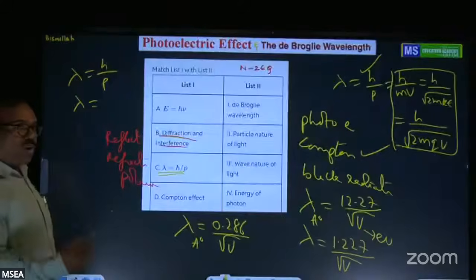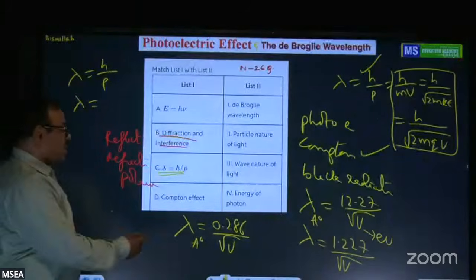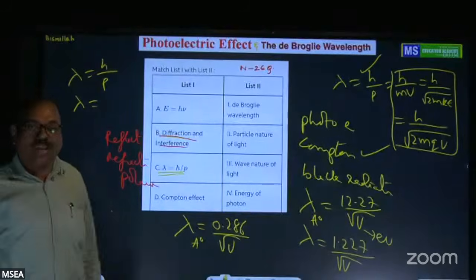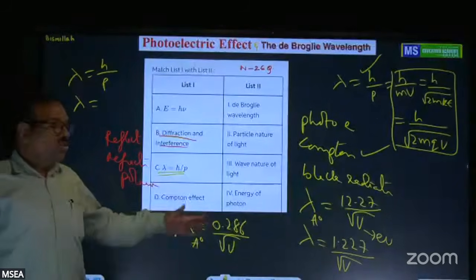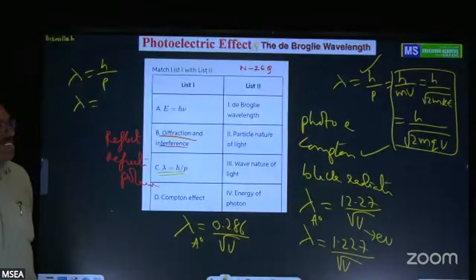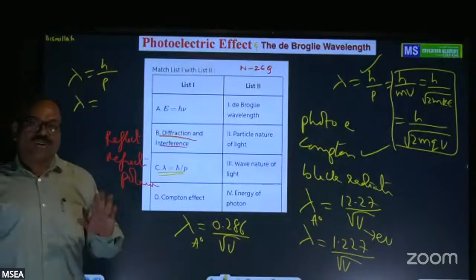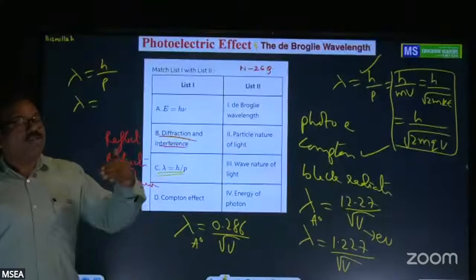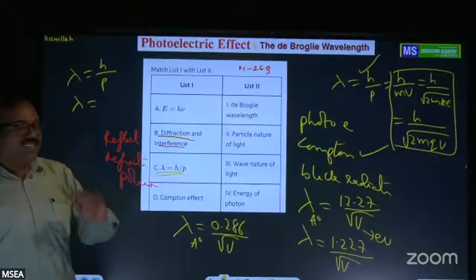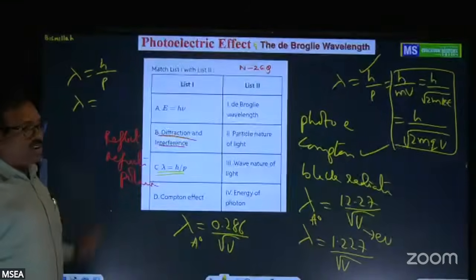Then what about the deuteron? For deuterium you can write 0.202 by root V, and for alpha particle you get 0.101 by root V. So this is about the de Broglie wavelength, and these are the things you must remember. This is the wavelength, and for electron and photon, I'll discuss that afterwards, one by one, the things you must remember.